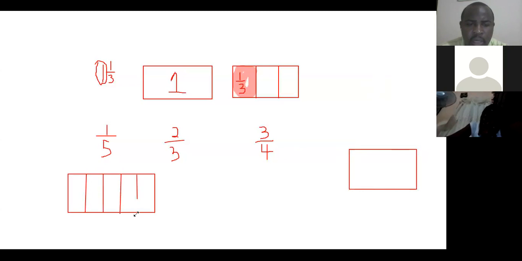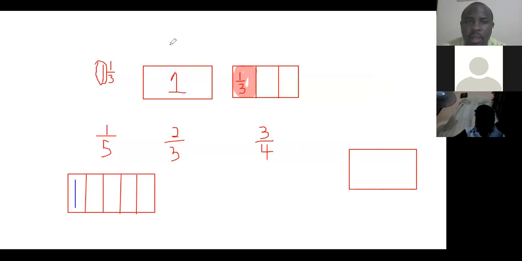Something like that. Yes, sir. Okay, good. Now, how many of them has something? One. So I should shade 1, right? Okay, good job. Yes, sir. Good job. All right, now the next one.